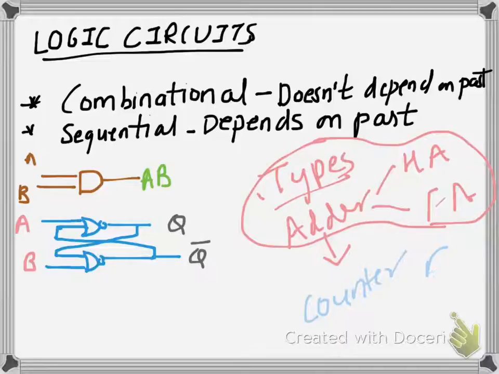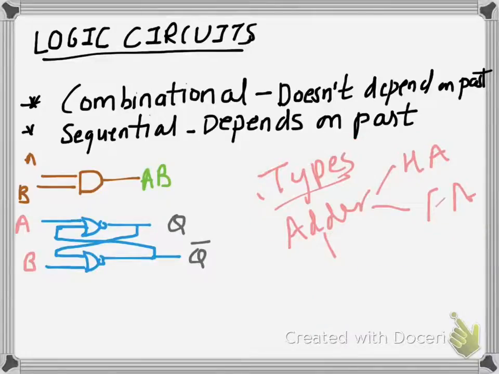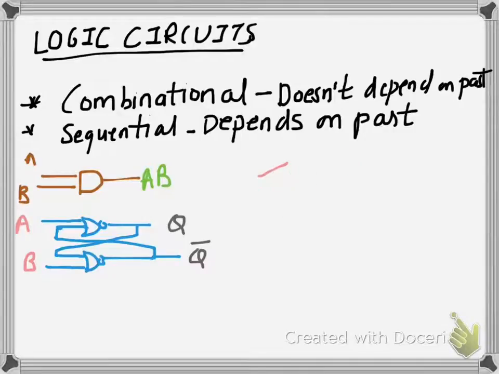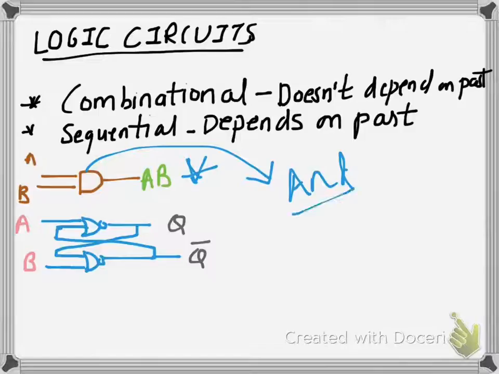Okay, so let me start with what we call a combinational circuit. A combinational circuit is a circuit which doesn't depend on the past inputs. Consider this particular example. In this example we have a gate. This gate is called an AND gate. In this gate, the inputs are multiplied.